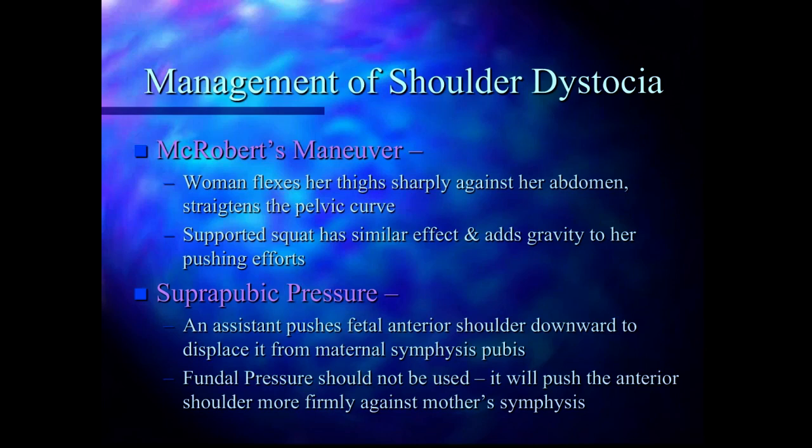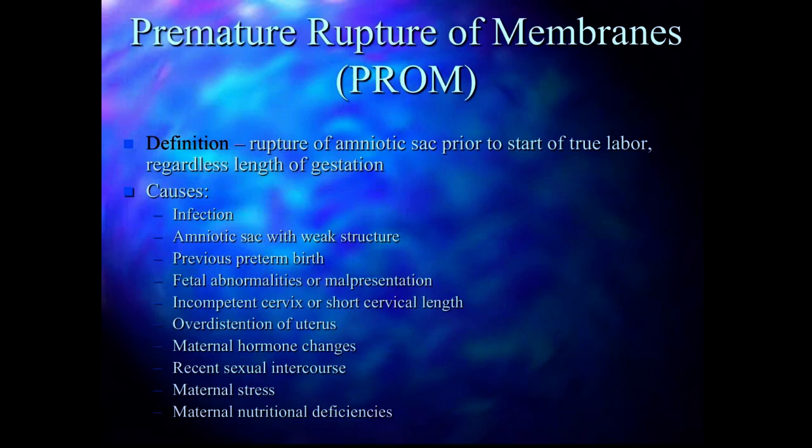With the suprapubic pressure, as I mentioned, an assistant is going to push that fetal anterior shoulder downward to displace it from the maternal symphysis pubis. And as I mentioned, we're not providing fundal pressure because this will just push the anterior shoulder more firmly against the mom's symphysis.